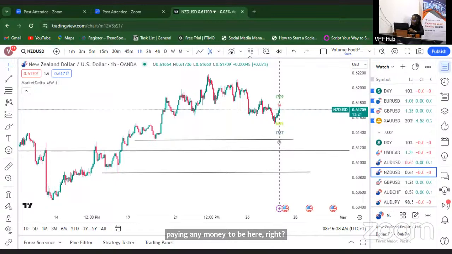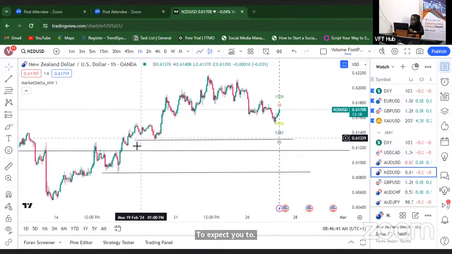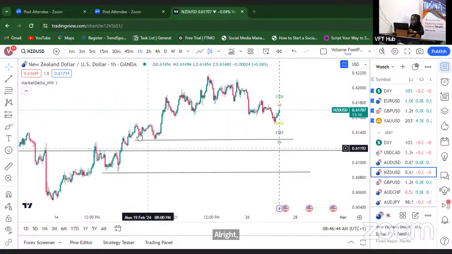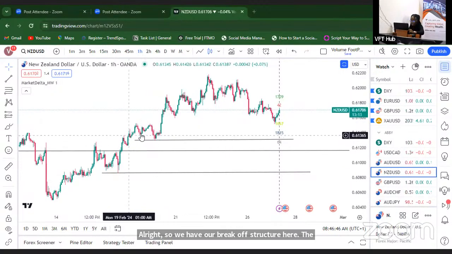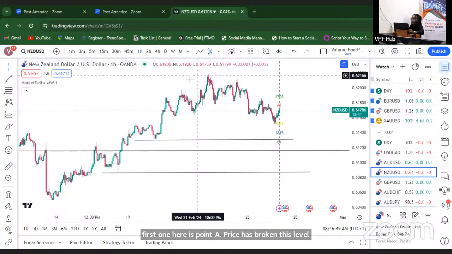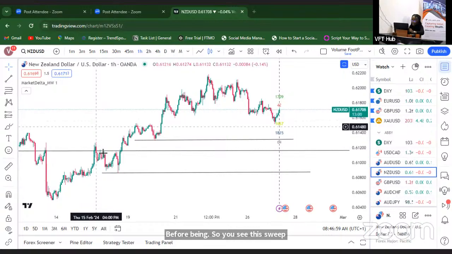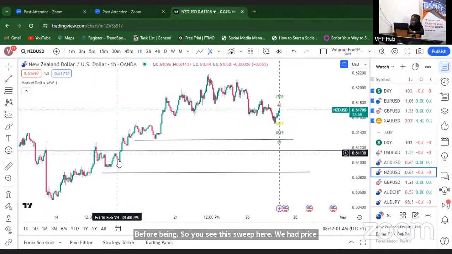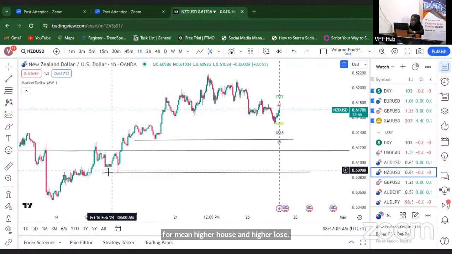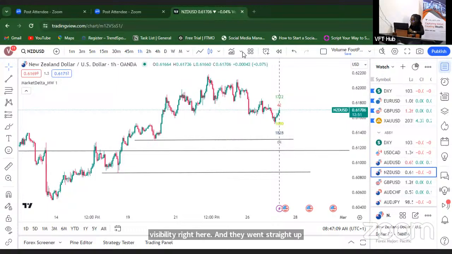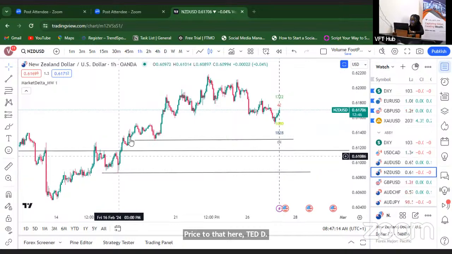All right. So we have our breakout structure here. The first one here is point A. Price has broken this level to the downside, which is our break of market structure. And then we have C being formed before B. So you see this sweep here. We had price forming higher highs and higher lows. This level came here, and then price came down, cleared this liquidity right here, and then went straight up. Price traded here, cleared this liquidity, cleared this structure here, and then started to buy.